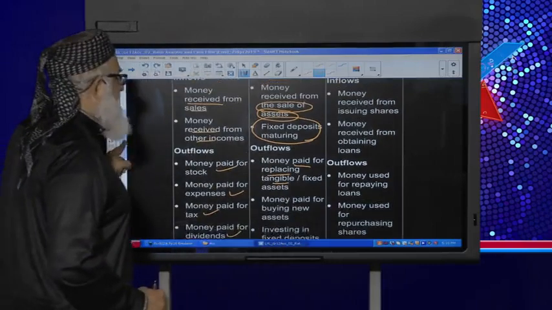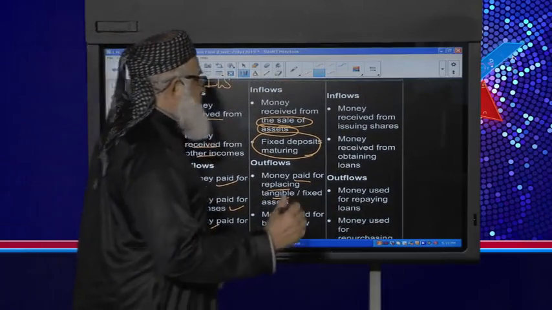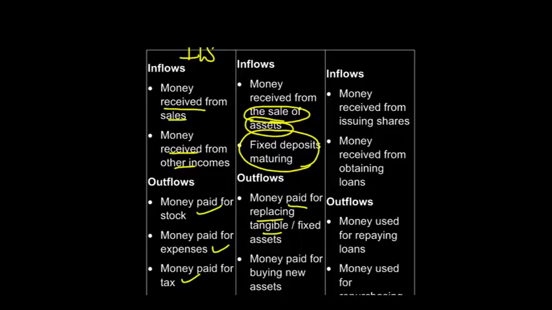When it comes to my last component, which is my financing activities, I'm looking at money received for the issuing of shares.